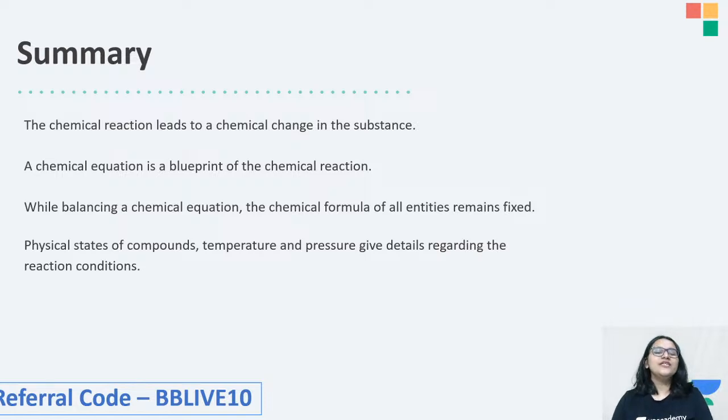So a chemical reaction leads to a chemical change in the substance. A chemical equation is a blueprint of the chemical reaction. It is just that it is in the symbolic form, and the chemical reaction is like fully out there.